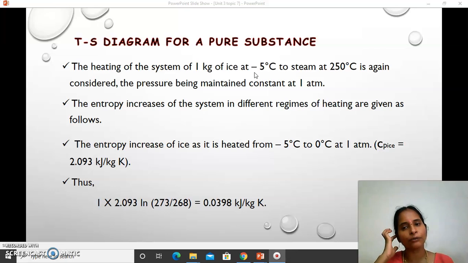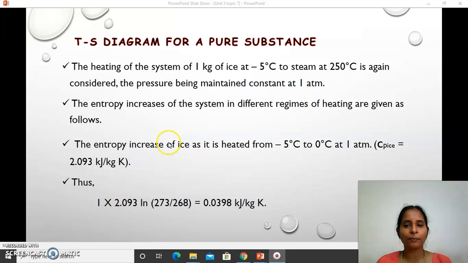Already I told you we are going to give importance to only the liquid vapor region, where all the power plants are applying and transferring the heat from only liquid state to vapor state. Here, minus 5 degrees Celsius to 250 degrees Celsius it has been heated, and the pressure is maintained constant at 1 atmosphere. The entropy of the system increases, and you know very well in the second unit we studied that wherever heat addition takes place the entropy will increase. How it is increasing, that is the matter, and how we are going to represent those increases in the plots, that is what we are going to learn here.